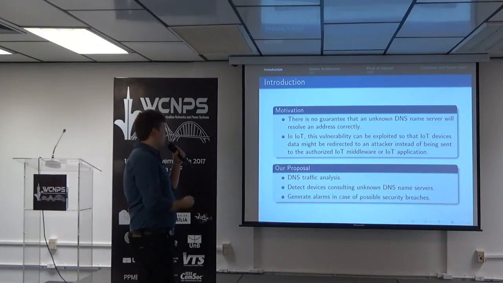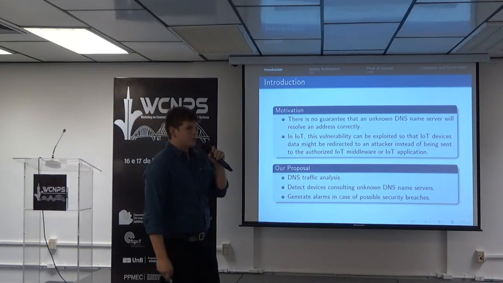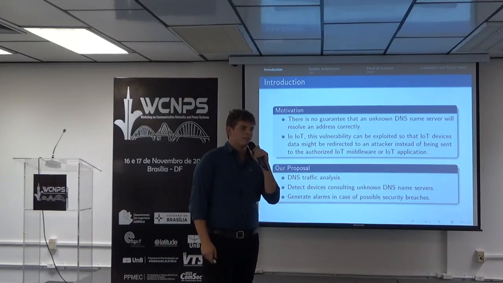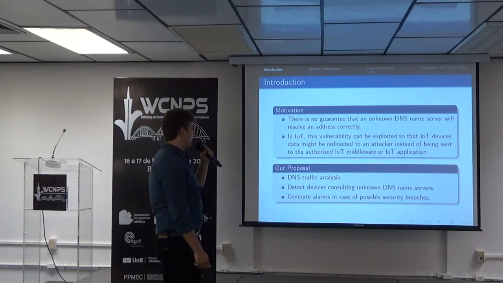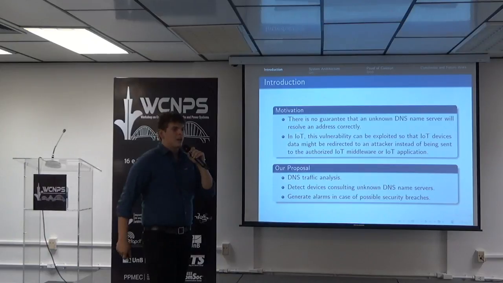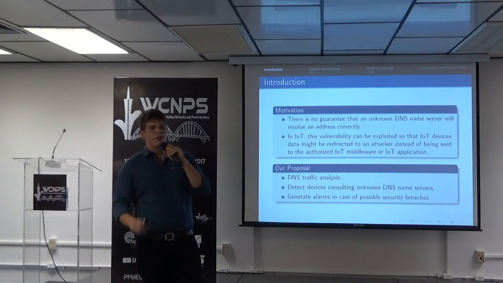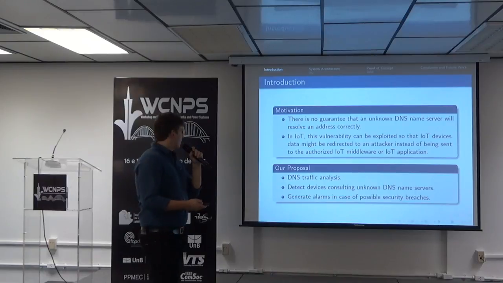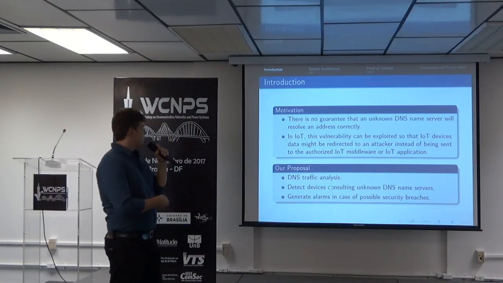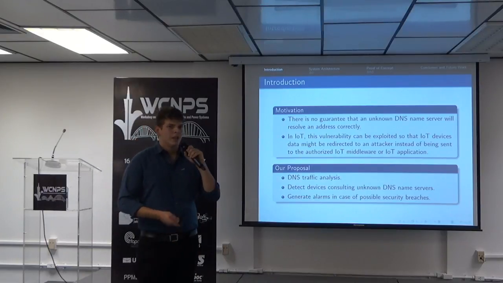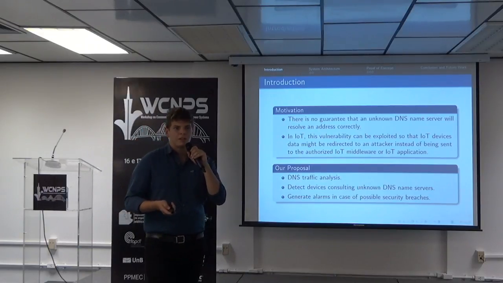So that's why we came up with our proposal, which is performing a DNS analysis. We're going to track the DNS and outgoing traffic from our network, and we're going to detect whether those DNS queries are allowed or not allowed in our network. And we're going to use our user interface to generate alarms and see what's going on with the traffic inside our network.